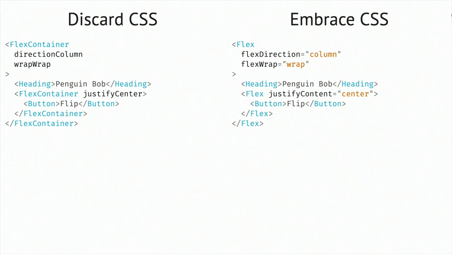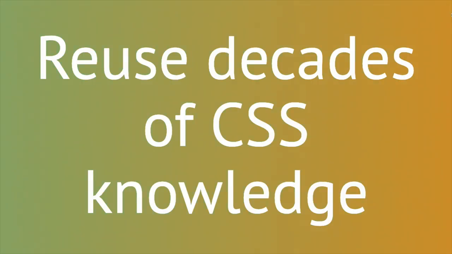On the other hand, with the second approach, embracing CSS, you probably understand what this code does because it reuses your CSS knowledge. These are the same CSS properties and values you already know, but they are just written in slightly different syntax. So no need to invent new APIs all the time. Use something that you already know.